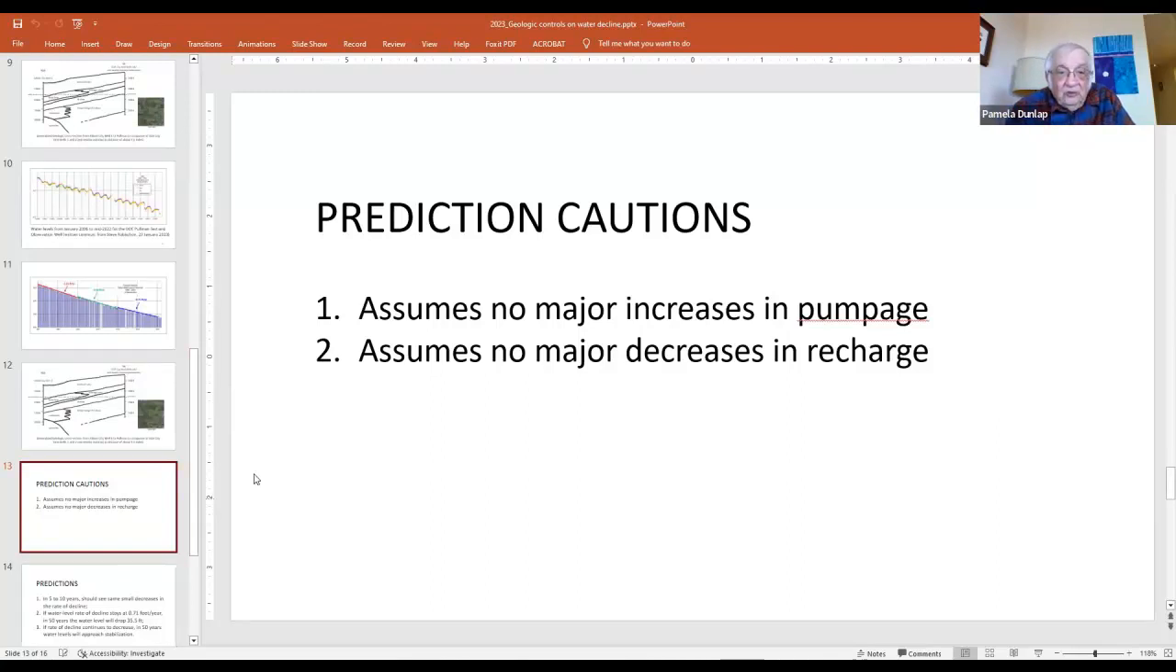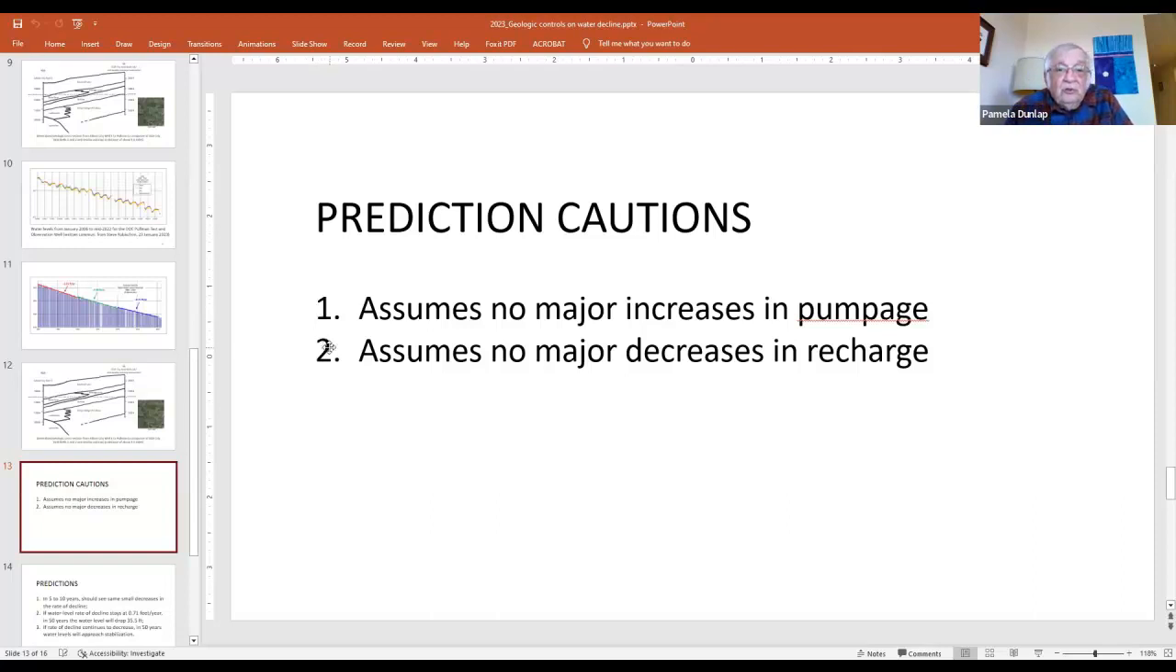I'm going to assume no major increases in pumpage in the future. Now, we obviously have to have some increases. The towns are going to grow. University enrollments might rise. But I'm going to assume no sudden big changes. No, we didn't suddenly start pumping out water for six factories or something like that, or the cities don't grow exponentially.